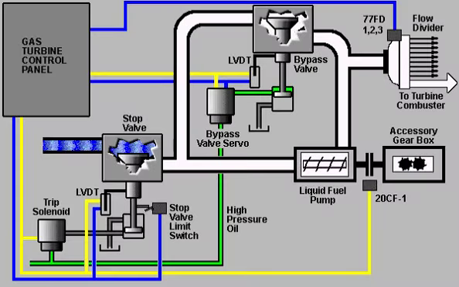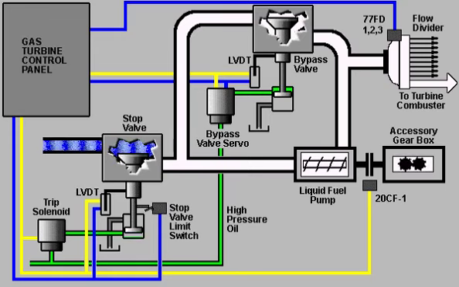Now let's take a look to see how the control system interacts with the liquid fuel system components. Notice that liquid fuel is supplied up to the valve, but the valve is still closed. No hydraulic oil is supplied to the stop valve. When the control system initiates the firing sequence, a signal is sent to the trip solenoid valve, which allows hydraulic control oil to flow to the stop valve actuator.